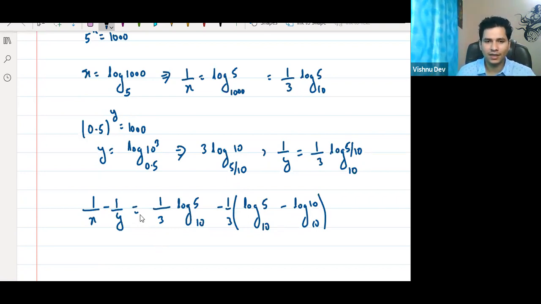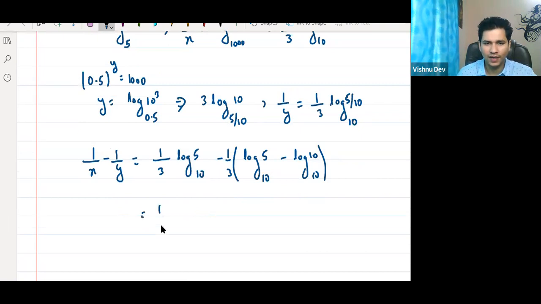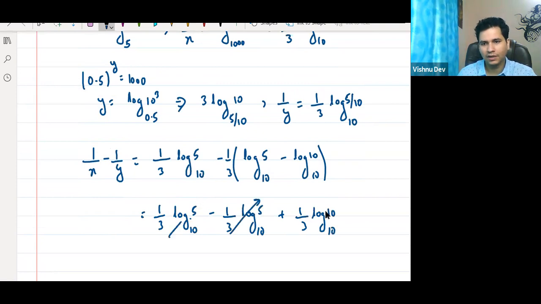Got it, Shivansh? Minus 1 by 3 log 5 base 10 plus 1 by 3 log 10 base 10. This and this will get cancelled. Log 10 base 10 is 1, so the answer is 1 by 3. Yes or no?